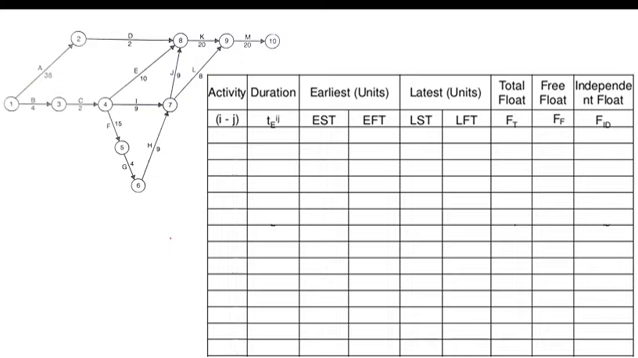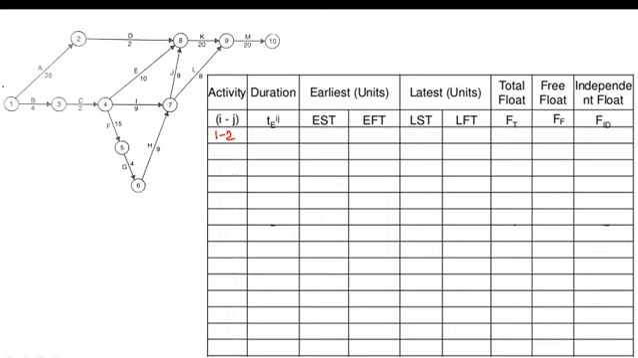For solving, we need to form a table with these columns: activity, duration, earliest times, latest times, total float, free float and independent float. So, let us try to find out all these values. We will start with activity 1 to 2, as 1 to 2 is our starting activity.